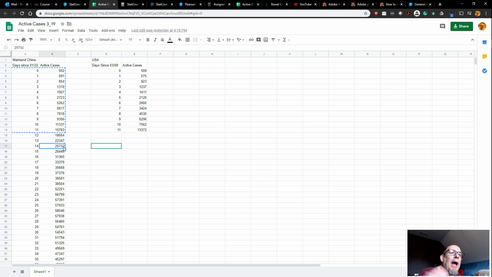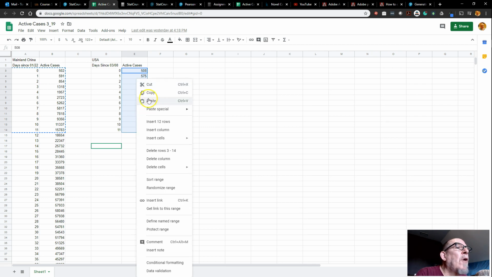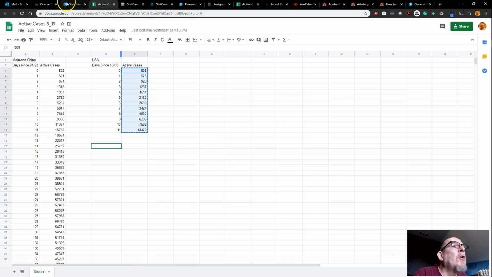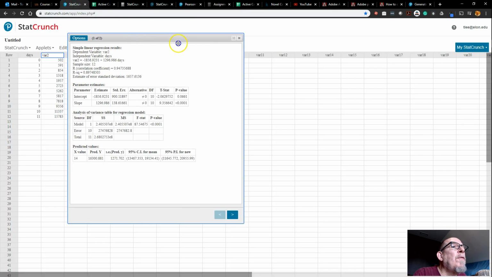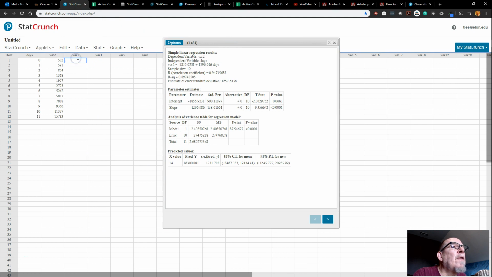Okay? But I'm interested in going back and looking at the US data. So here's what I want to do. I'm going to collect the active cases for the US model. And let's look at this. So I'm going to copy, and I am going to go back to StatCrunch, move this over, and I'm going to paste this value in. Control V, boom. So the US, I'm starting day 0 with 508 cases, where in China it started at 502 cases. That's pretty close, okay?